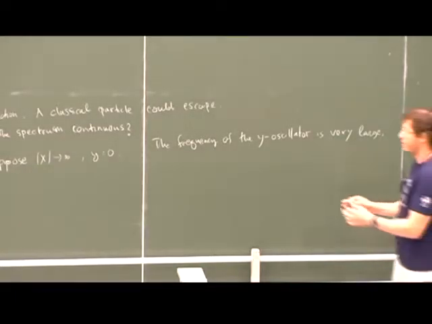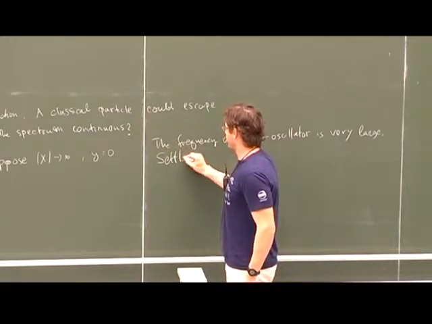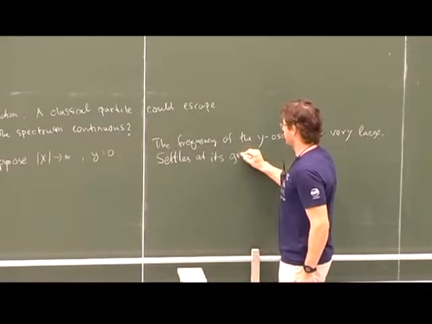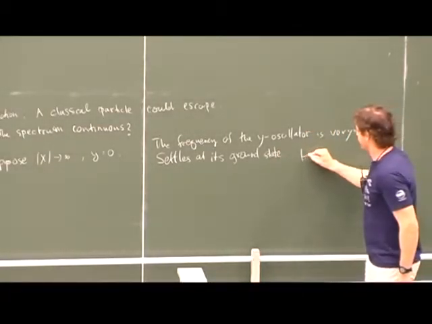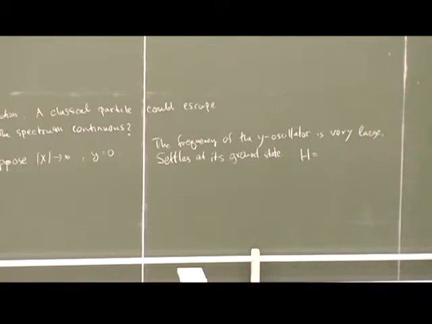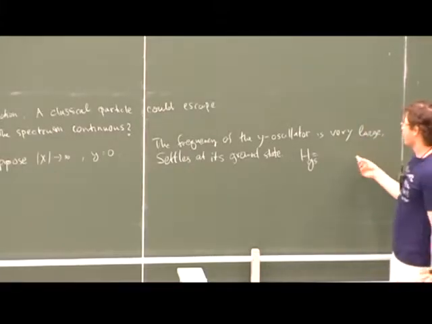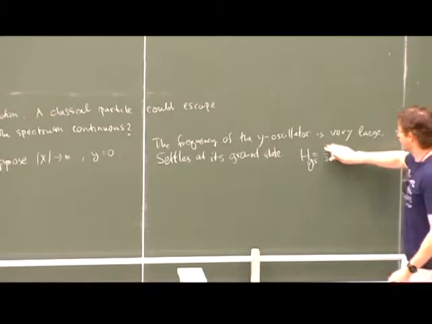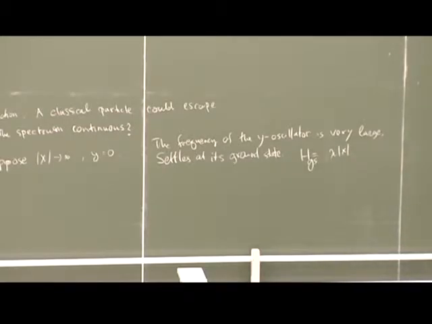How do we integrate it out? We say that since this degree of freedom is very heavy, it settles at its ground state. And the energy, of course, is the well-known frequency over 2. The frequency of this oscillator is lambda times x. So the energy of the ground state of the y oscillator is a half of, not worrying about factors, let's remove the half, it's lambda times x. Okay, so the ground state energy of the y oscillator is just lambda times x because of the non-zero ground state energy of a harmonic oscillator in quantum mechanics.